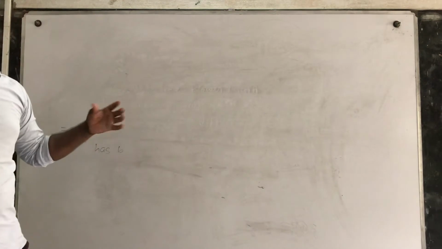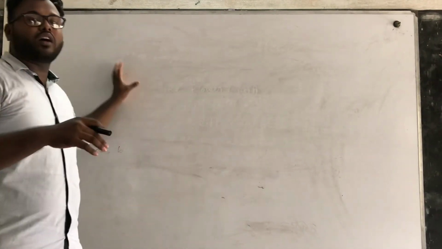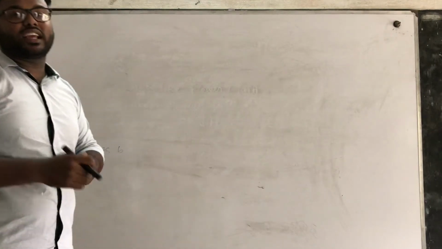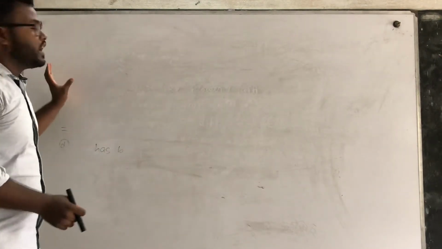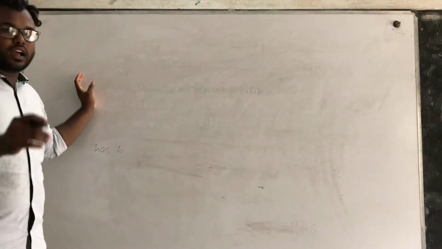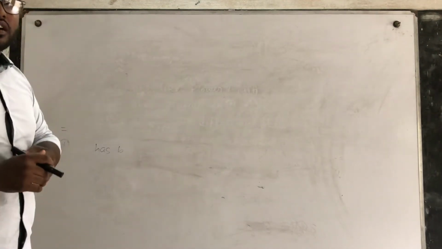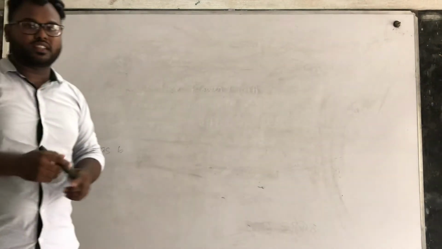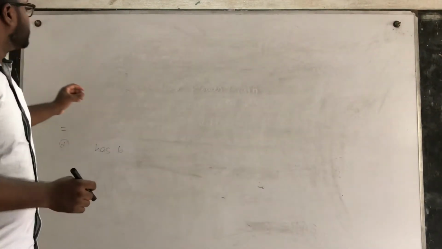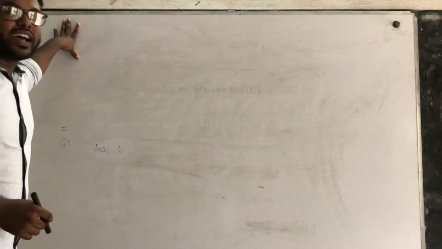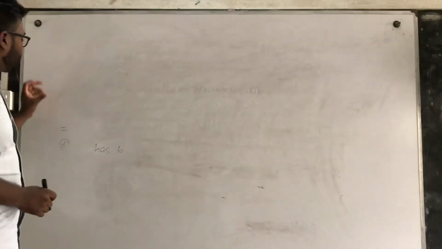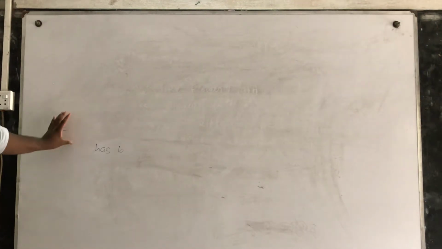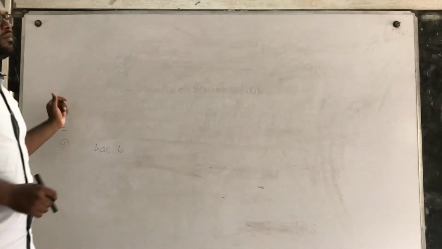Not all of you know how to write an application. Today I will show you the technique of writing an application. First, I will mention the main fact: in an application there are three parts. The first part is the heading, the second part is the subject, and the rest is the main body of the application.